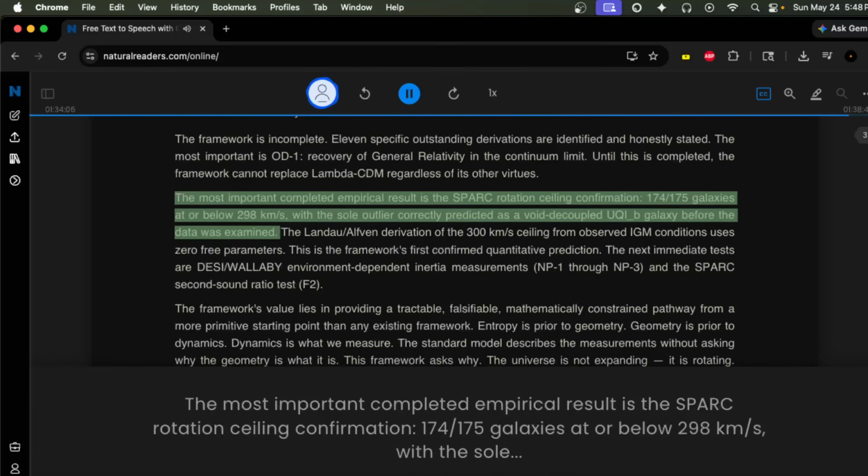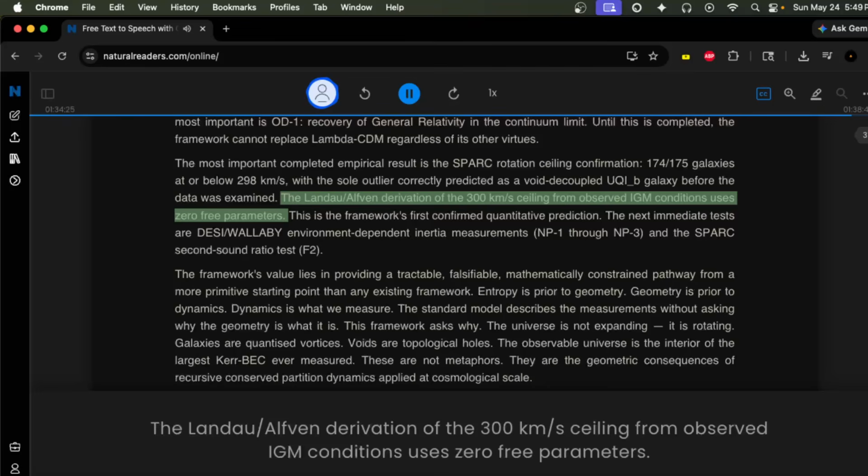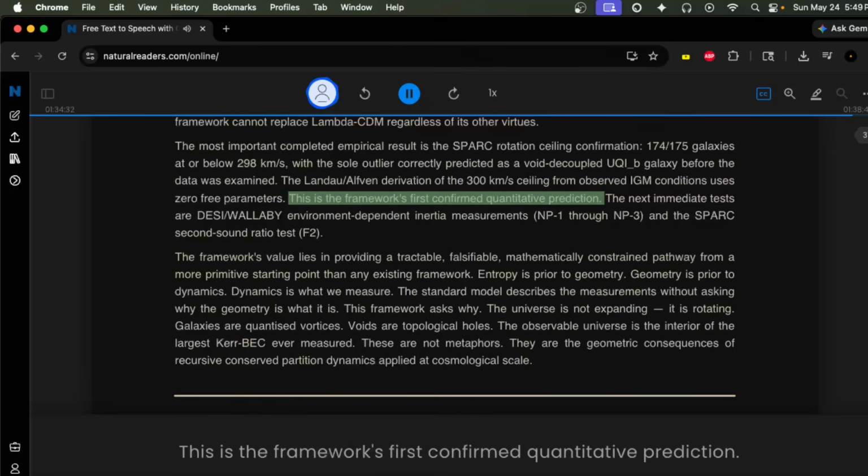The most important completed empirical result is the SPARC rotation ceiling confirmation: 174 of 175 galaxies at or below 298 km per second, with the sole outlier correctly predicted as a void-decoupled UQI galaxy before the data was examined. The Landau-Alvan derivation of the 300 km per second ceiling from observed IGM conditions uses zero free parameters. This is the framework's first confirmed quantitative prediction.